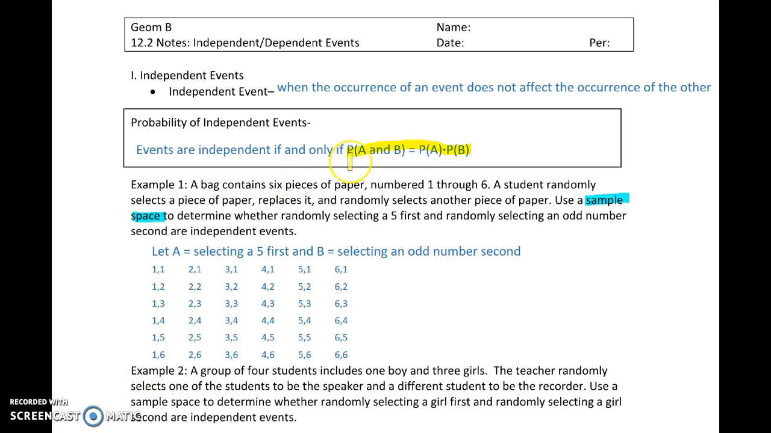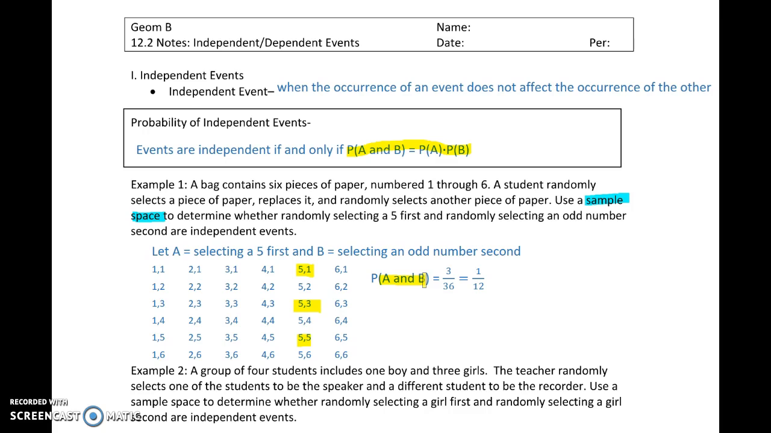And remember to check if it's independent, we want to see what's the probability of A and B happening, and then what's the probability of A separately and B separately, and we're going to multiply them together to see if it checks out. So why don't we look at that joint probability first? If we want to select a 5 first and then an odd number, what would that be? Well, if I want a 5 first, then I'm only looking at this row, and an odd number, which means I have 5, 1, 5, 3, and 5, 5. So that means I have 3 out of 36, and that reduces down to 1/12. Again, that was our joint probability, A and B put together.